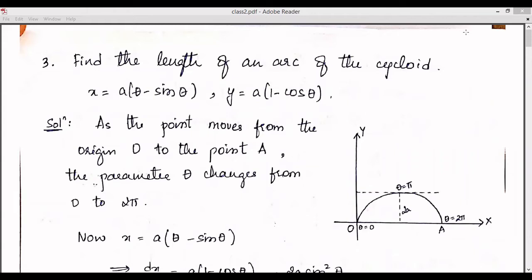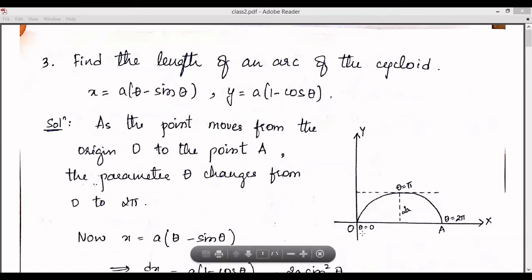x is equal to a into theta minus sine theta, y is equal to a into 1 minus cos theta. So this is the graph for the cycloid. As you go on giving values for theta, you get the values for x and y, and using that you can go on plotting the curve. And this is how the graph for the cycloid looks.